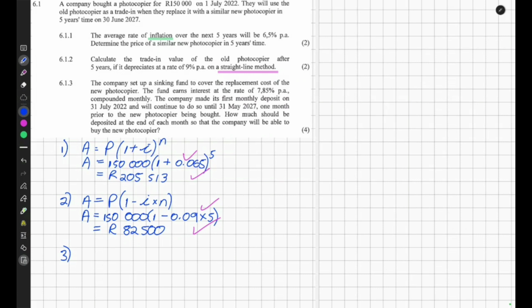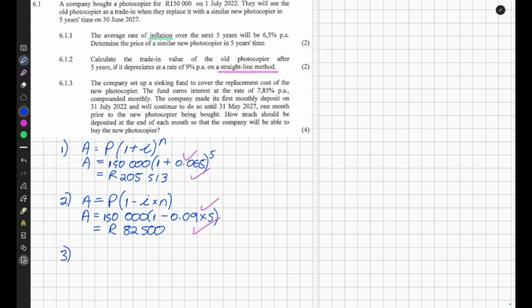If you did your homework in class, you will 100% get this. The company sets up a sinking fund to cover the replacement cost of this photocopier. So what's happening is they want to plan ahead. It's now 2022, and they want to, in 5 years' time, buy a new one, sell the old one, but they want to start preparing now. So they want to put money away each month into a savings account. And this sum is about figuring out how much must they put away.